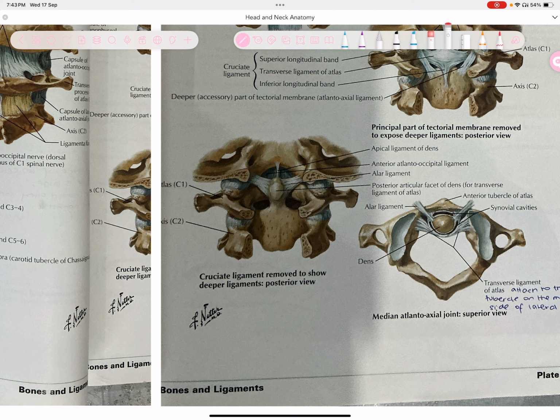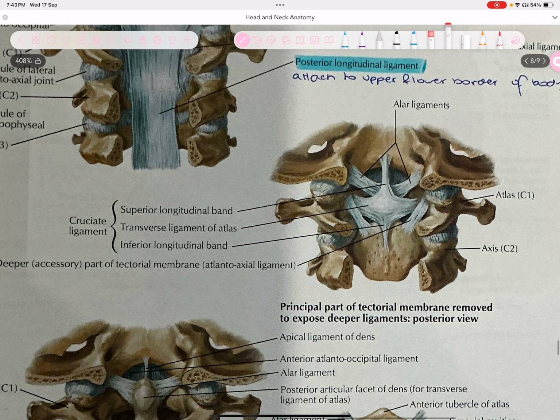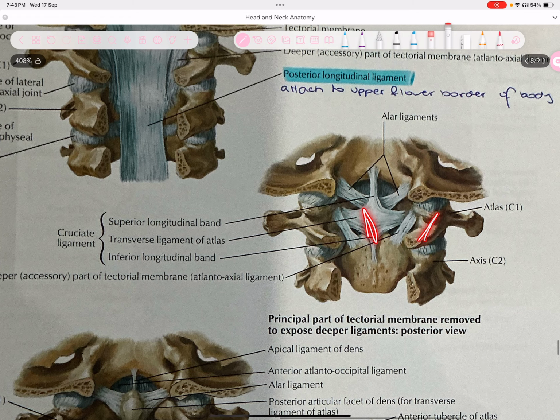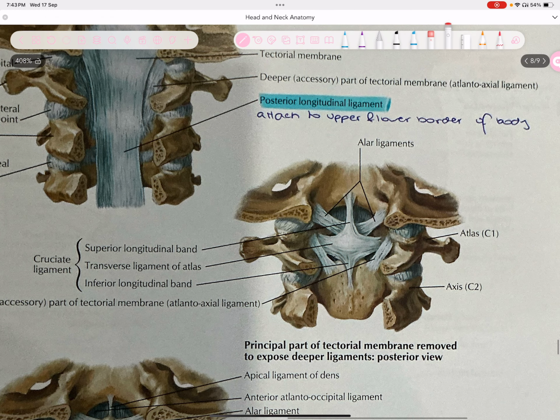The posterior surface of the body provides attachment from below upwards to the posterior longitudinal ligament. Similarly, now the membrana tectoria and the vertical limb of the cruciate ligament. So now there are two more additions. The posterior surface of the body also gives attachment to the membrana tectoria, the tectorial membrane, and to the vertical limb of the cruciate ligament. So that's basically the superior and the inferior limbs of the cruciate ligament.